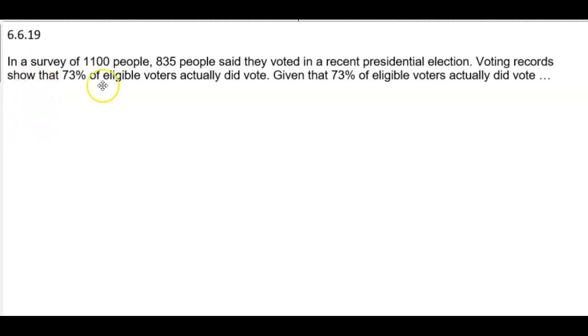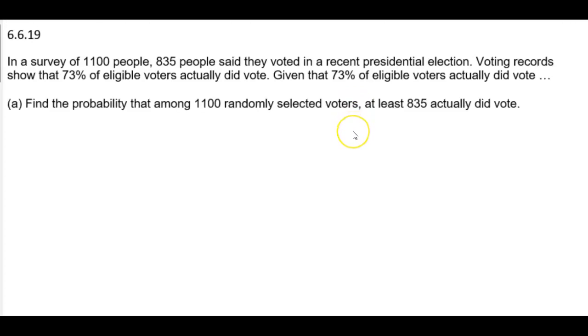In a survey of 1,100 people, 835 people said they voted in a recent presidential election. Voting records show that 73% of eligible voters actually did vote. Given that 73% of eligible voters actually did vote, in part A, we want to find the probability that among the 1,100 randomly selected voters, at least 835 actually did vote.